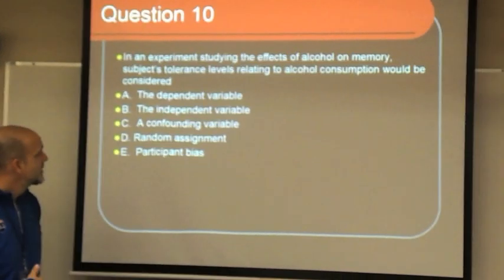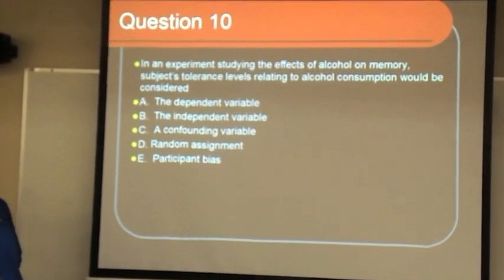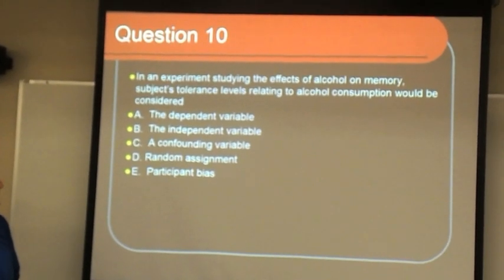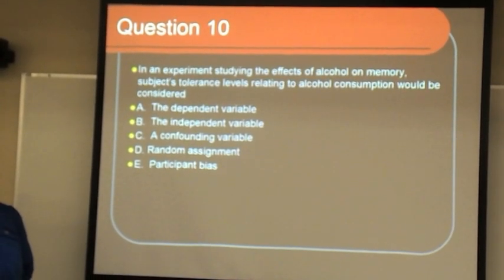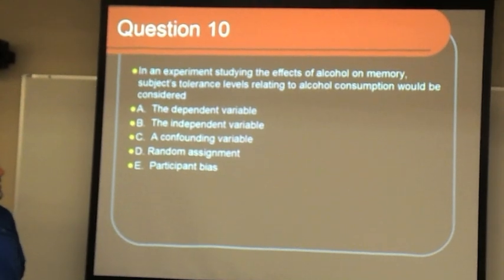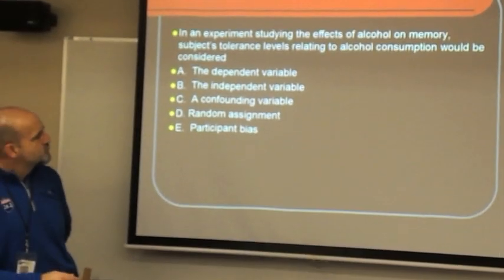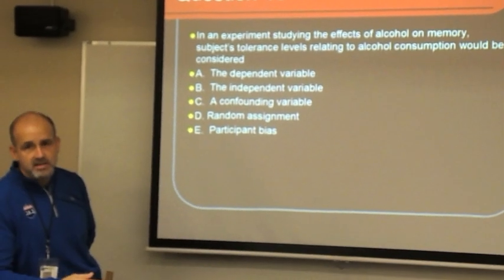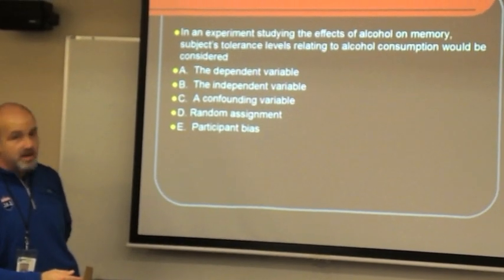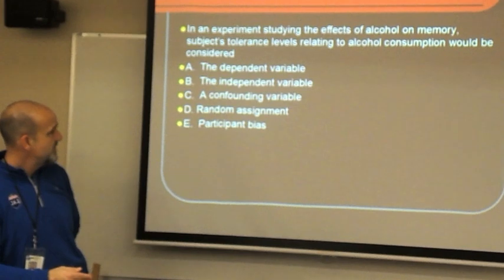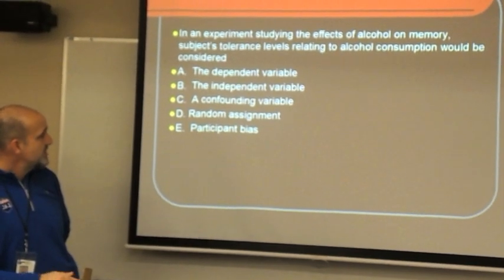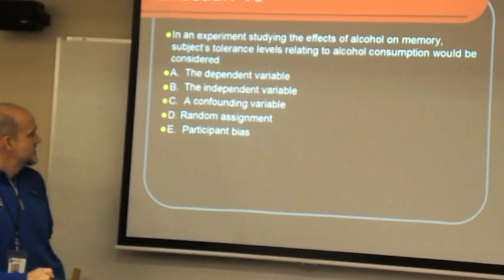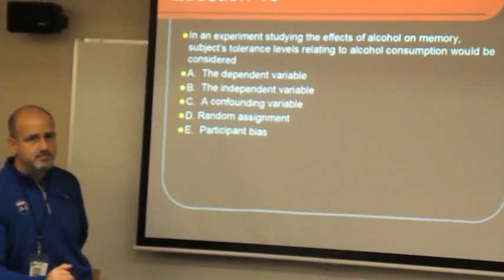Another question. In an experiment studying the effects of alcohol on memory, a subject's tolerance level relating to alcohol consumption, in other words, they can drink a lot of alcohol, would be considered what? Okay, now obviously, tolerance level could affect something. Is it A, the dependent variable? B, the independent variable? C, confounding variable? D, random assignment? Or E, participant bias?